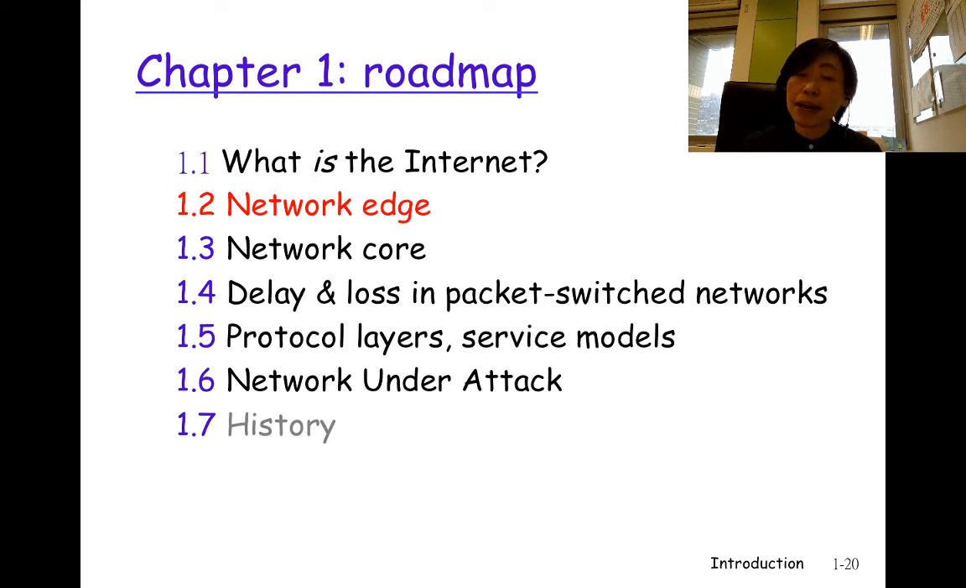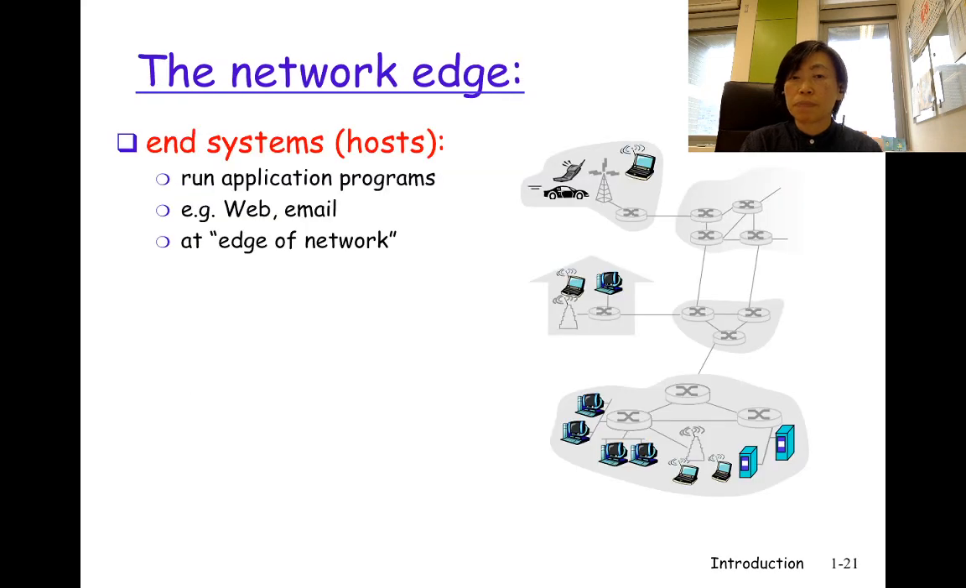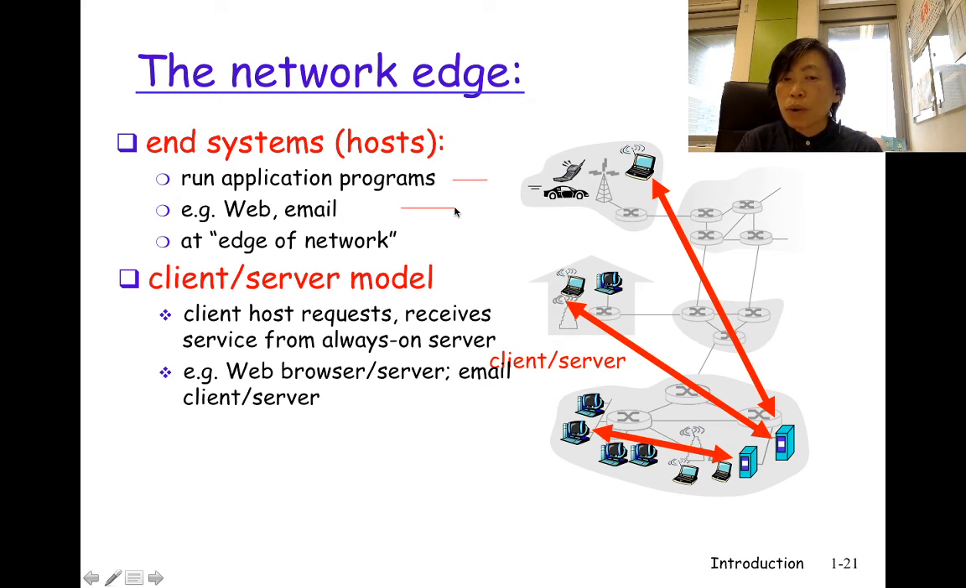Let's dig one layer deeper into the network edge. These end systems, or hosts, together form the network edge. They are there to run the applications. We've seen some examples. What we don't know quite yet is that between these end systems, there are multiple models for communication. The first one, which is the most common, is the client-server model.